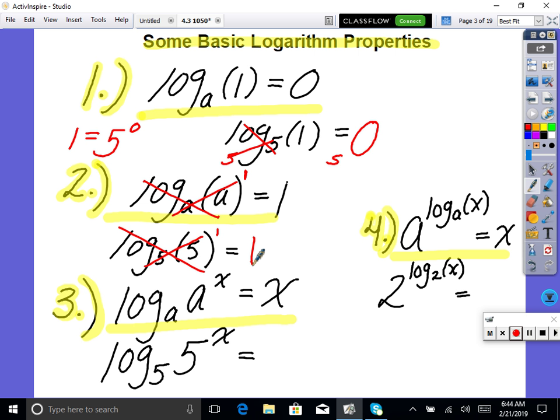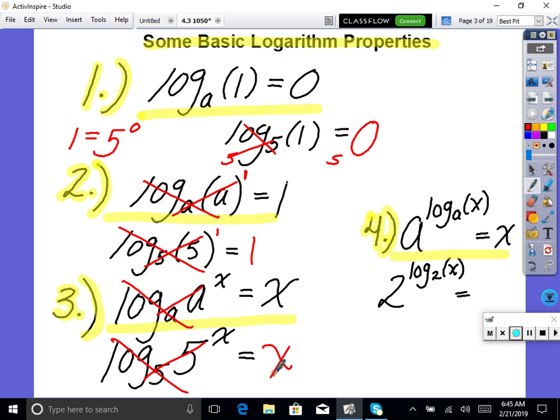And rule number 3, log base a of base a raised to the x power will always simplify to be x. Can anyone tell me why? Yeah, these cancel out, and then x is all by itself. So log base 5 of base 5 raised to the x power cancels out, and we would just get x.